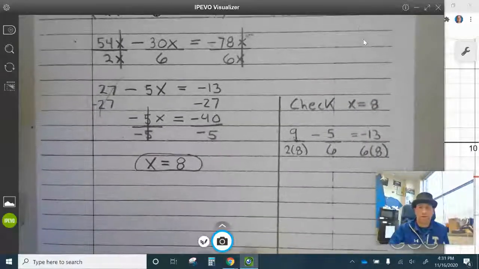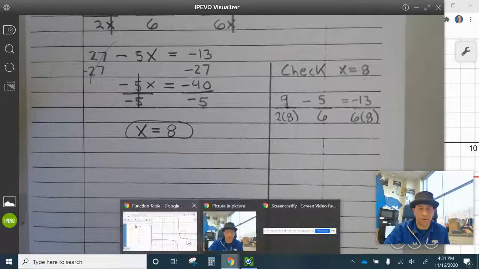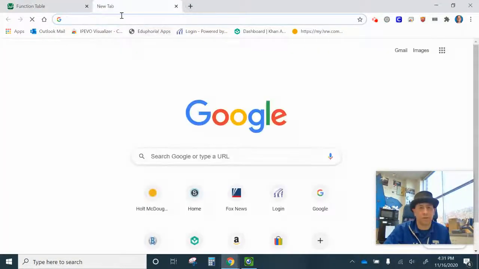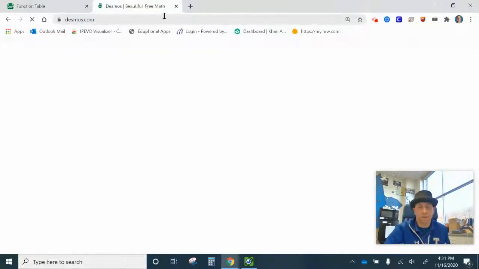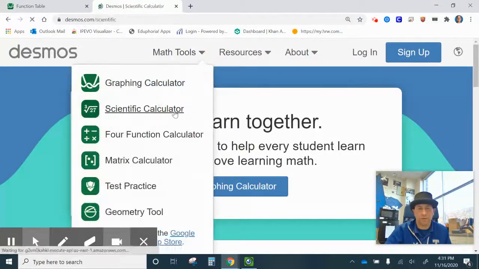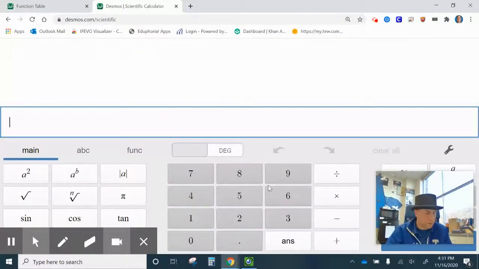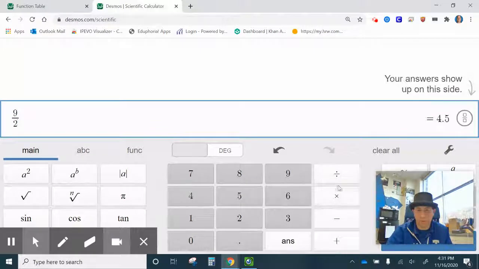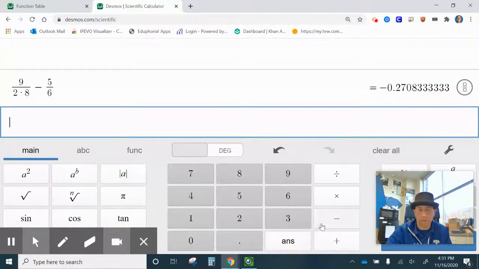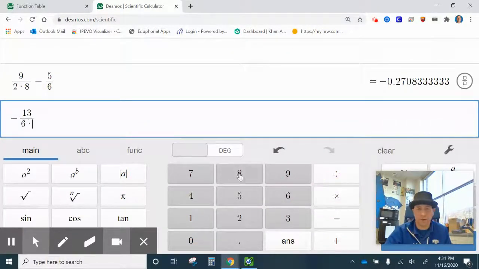times 8. So we're going to use Desmos to do this. But we don't want that. We want the calculator. So we're going to go to desmos.com again. We're going to go to scientific calculator. And we're going to do 9 divided by 2 times 8 minus 5 divided by 6. Now that's negative 0.27. Now let's do negative, oh, hold on. Negative 13 divided by 6 times 8. You'll see that these numbers match. That means the left side equals the right side.